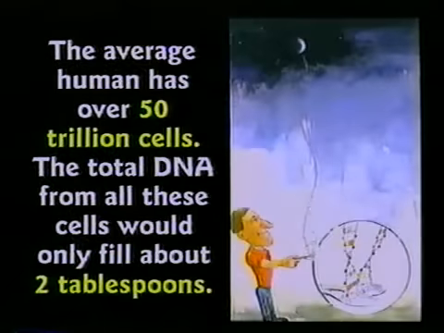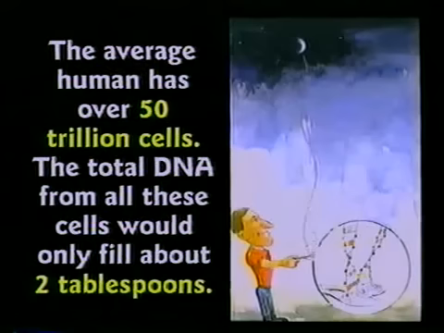Each one of those cells contains a little nucleus in the center, and the vast majority have 46 chromosomes. A few have 23, the gametes do. If you took all the DNA out of one person, it would fill about 2 tablespoons. Teaspoons are the small ones, tablespoons are the big ones. It would fill 2 tablespoons with just pure DNA.